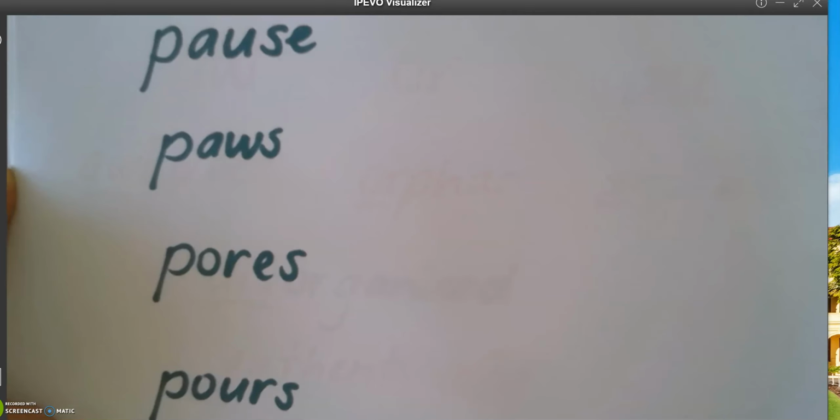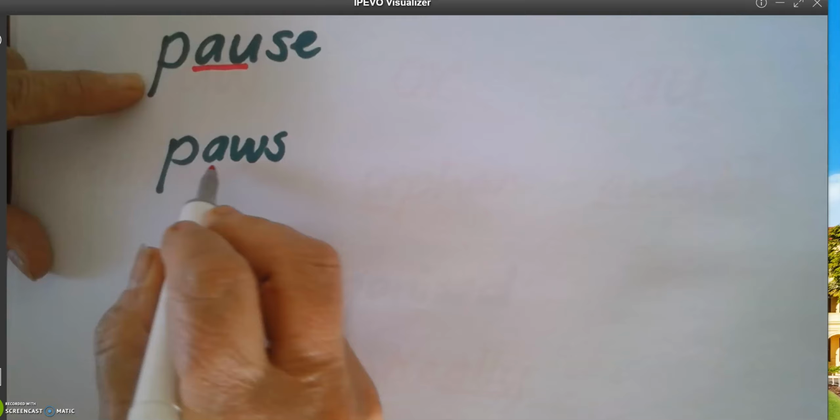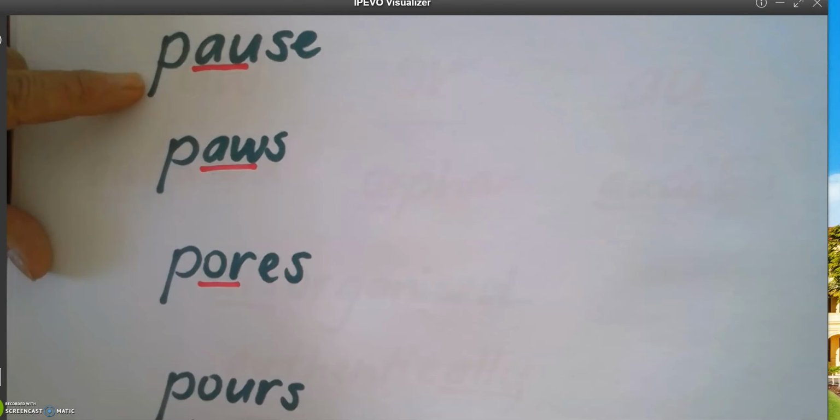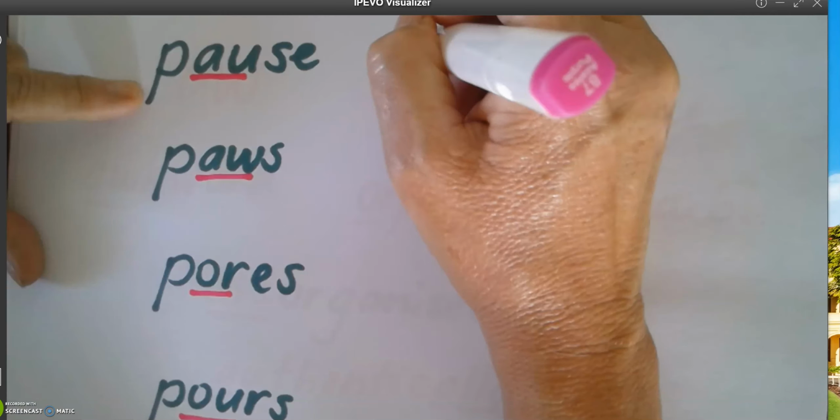Okay, having a look at some of the homophones that we're looking at today, all of these words sound exactly the same but have a different "or" sound in them. So which is which? Obviously, pause means to take a break.